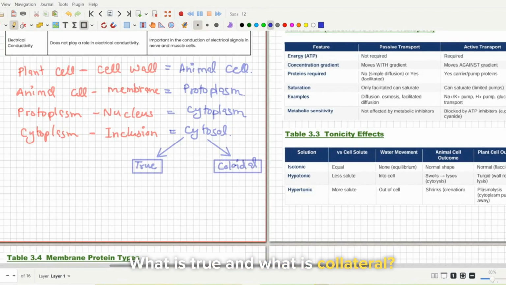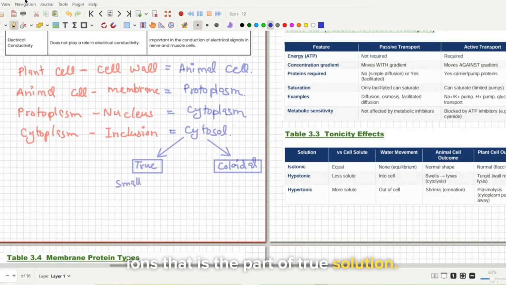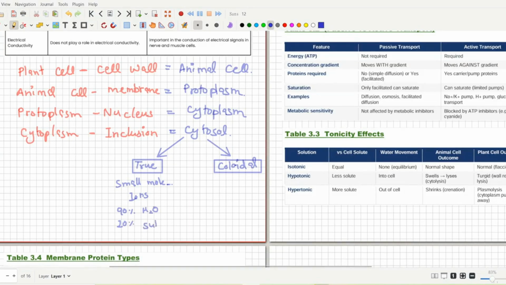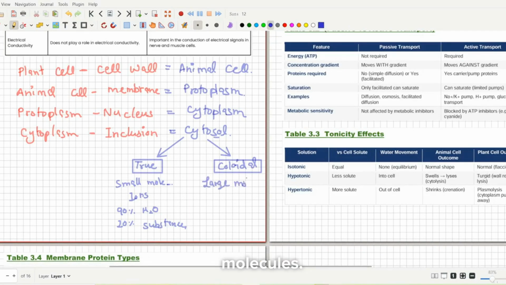What is true and what is colloidal? True solution contains small molecules or ions. Small molecules and ions are present in true solution. It is actually 90% water, H2O, and 10% is the other substances. If we talk about colloidal solution, it actually contains large molecules. So colloidal solution contains large molecules.